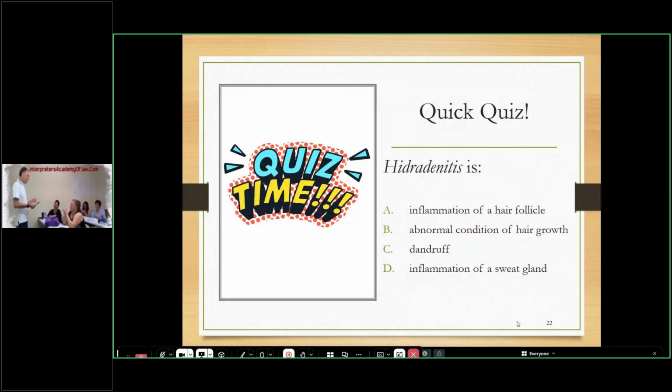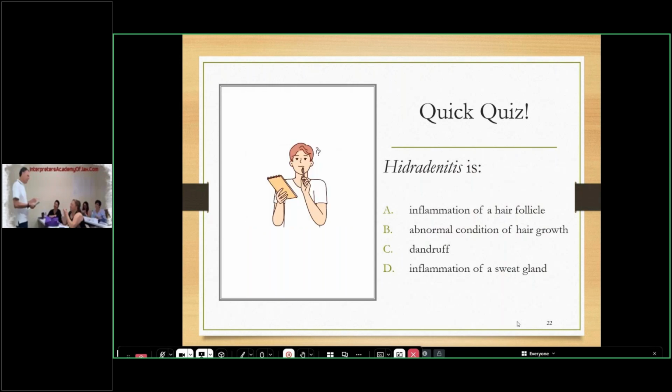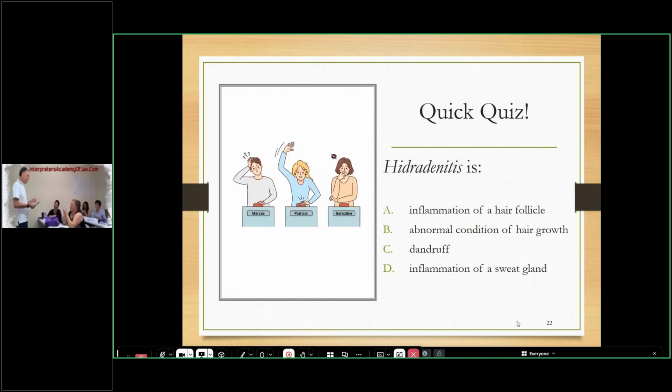Quiz time. Hidradenitis is A. Inflammation of a hair follicle. B. Abnormal condition of hair growth. C. Dandruff. Or D. Inflammation of a sweat gland.